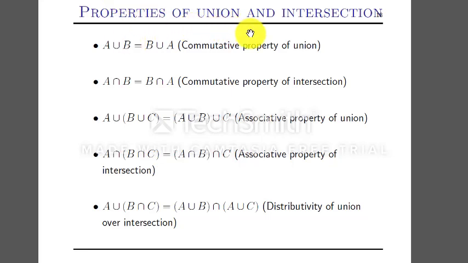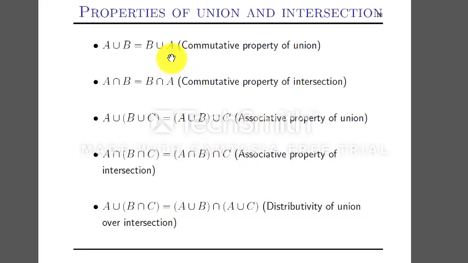Here are some properties of union and intersection. A union B equals B union A, the commutative property of union. A intersection B equals B intersection A, the commutative property of intersection. In the commutative property there must exist two sets A and B, only two sets. If we take A union B, or if we take B union A, then the answer will be the same. It is known as the commutative property.